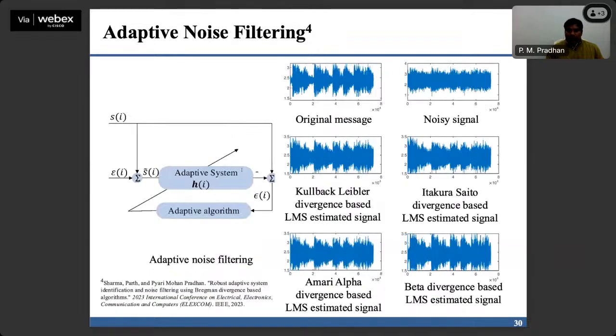The second application is adaptive noise filtering. Here you can see that the input S_i goes in as the desired signal, and some noisy signal S tilde i goes into the adaptive system. So the error epsilon_i is used to update the adaptive system parameters. And again, these adaptive algorithms could be any one of the evolutionary algorithms, or any one based on the LMS counterparts. There are many LMS counterparts which could be used.